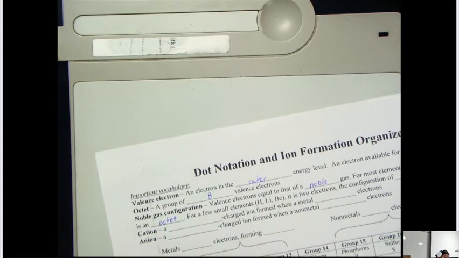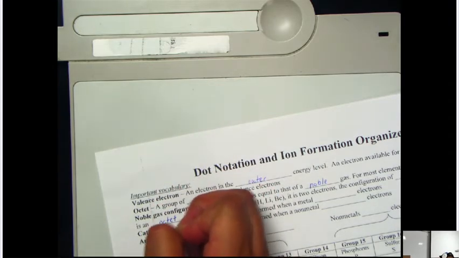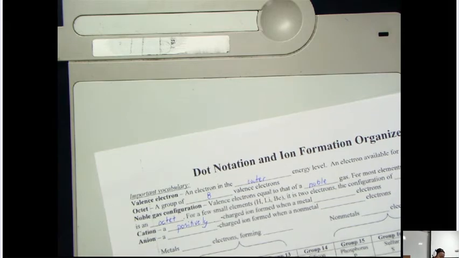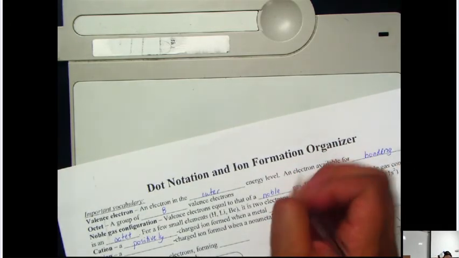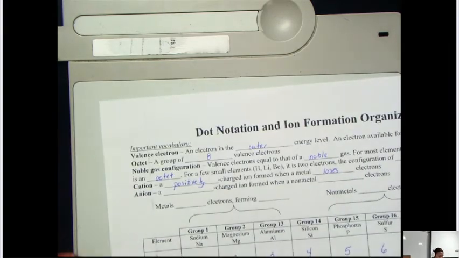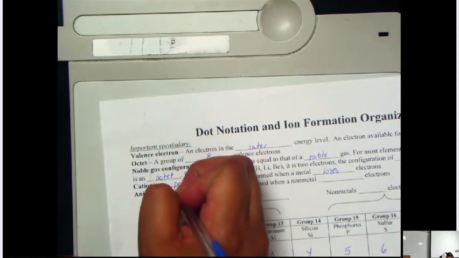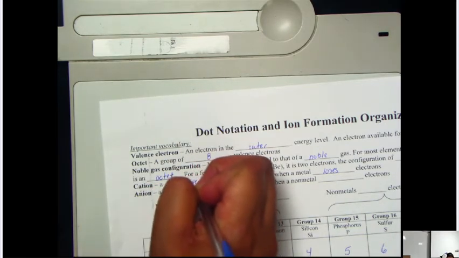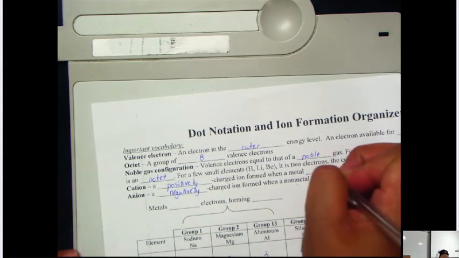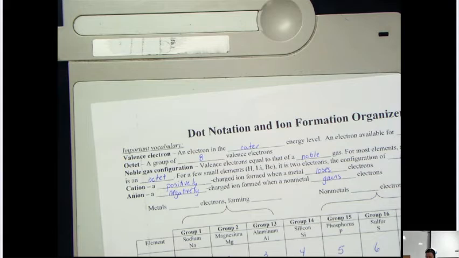Cation. This is a positively charged ion formed when a metal loses electrons, and we'll talk about why in a moment. And then your anion is a negatively charged ion formed when a nonmetal gains electrons. So the way to remember these, your ion is charged. Atom is neutral. Ions have a charge.